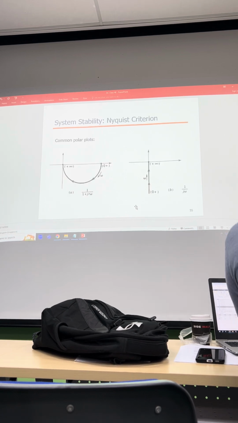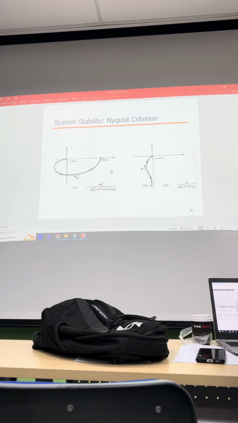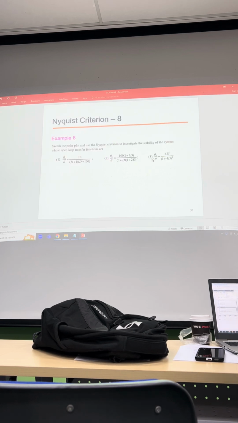So just now we saw the plots are purely based on the transfer function. Some of the common polar plots are a semicircle, or a straight line, just now what we saw, or it can be this shape, mostly a second order system, this way. Or it can be this way, or not even touching the fourth quadrant, starting like that and ending up. It purely depends on the transfer function.